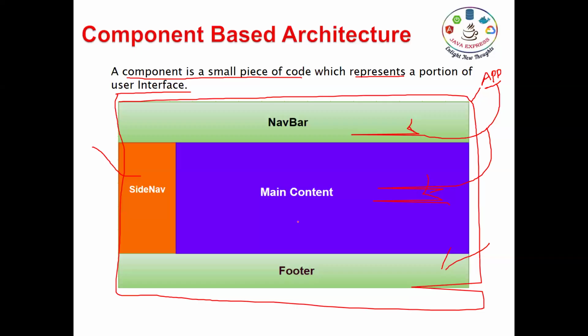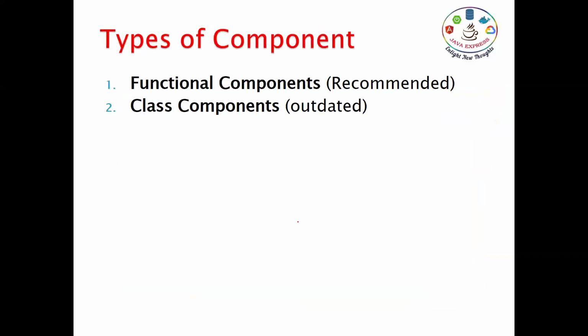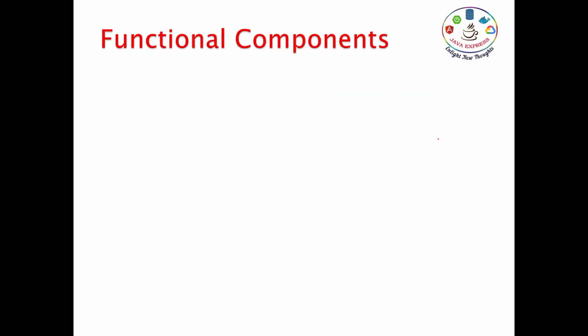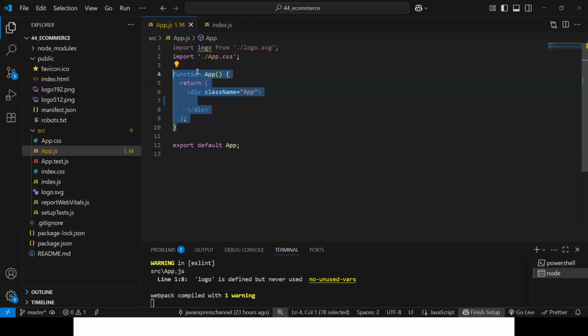We have two kinds of components available inside React: the functional component and the class component. The class component is completely outdated. Now no one is using class components here. Everyone is using functional components. What does it mean? Nothing, guys. This is nothing but a JavaScript function. How can you write it? Now I'm removing this here.